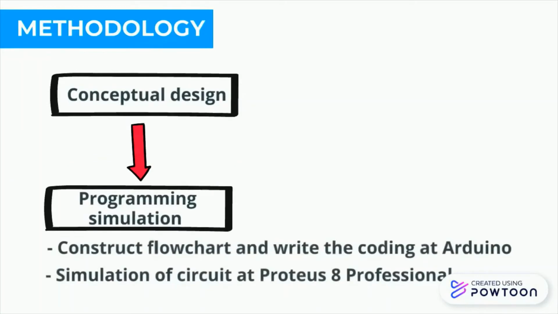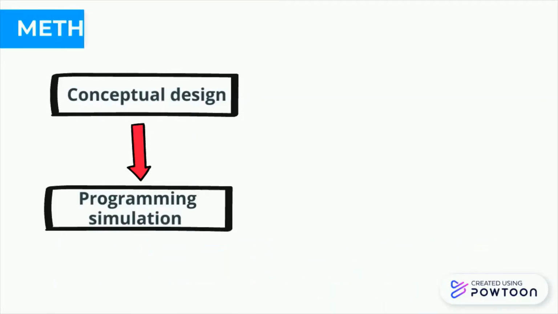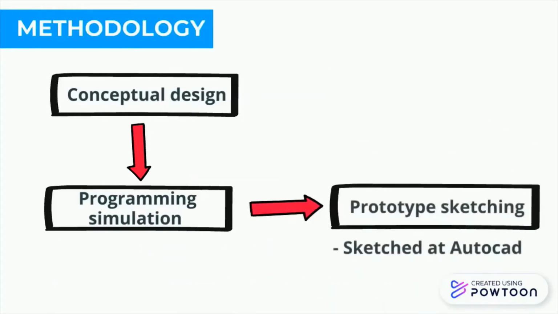Next, programming simulation. During this stage, I have constructed a flowchart based on how I want the machine to work. Next, the programming of the machine has also been written in Arduino. After that, the simulation of the circuit has also been carried out in Proteus. Thirdly, prototype sketching. Since the experiment on the real hardware could not be carried out, I have sketched the design of the prototype in AutoCAD.